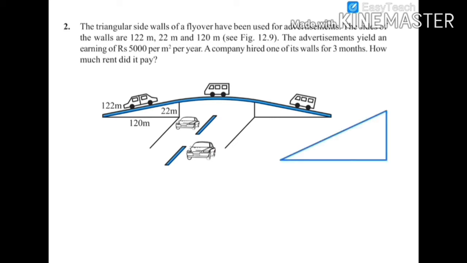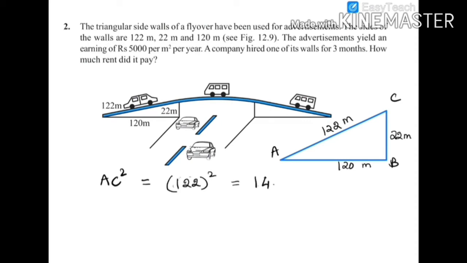So I have drawn one side wall. Let's mark this as triangle ABC, in which AC is 122 meters, AB is 120 meters and BC is 22 meters. So we will find the square of the longest side, that is AC square, which is equal to 122 square, which is 14,884.